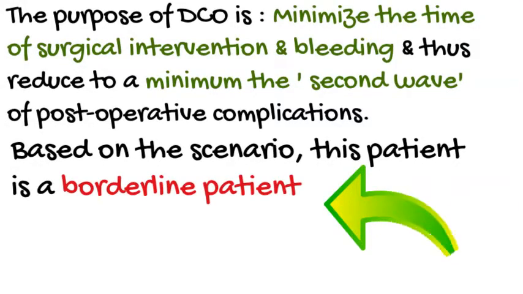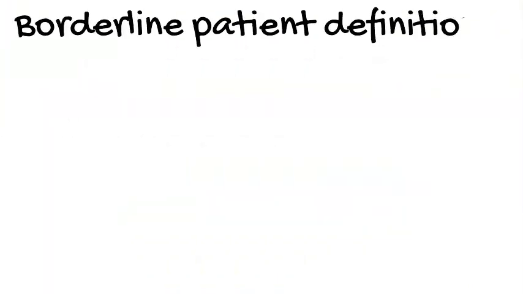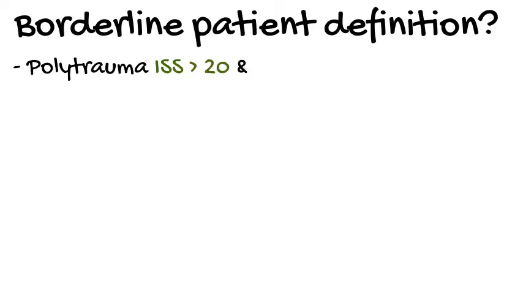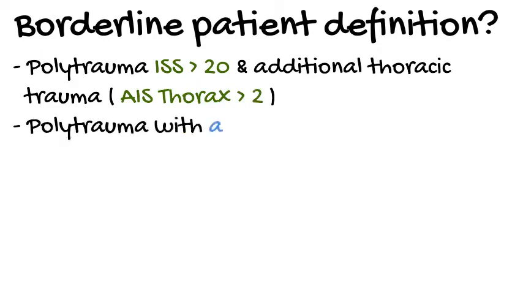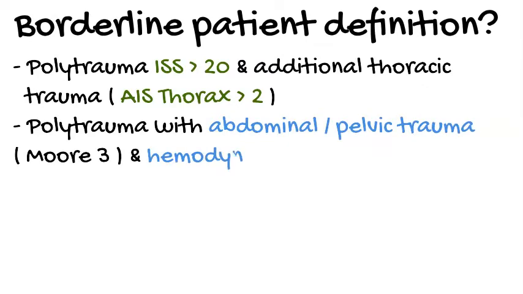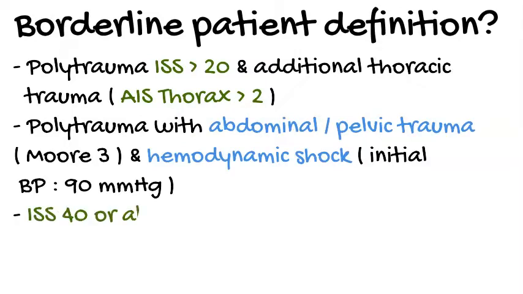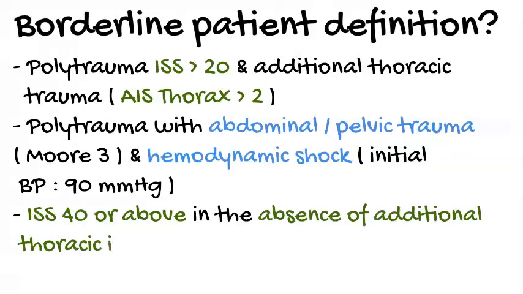The patient fits into the borderline category if he or she has: 1, polytrauma where the ISS, injury severity score, is more than 20 and additional thoracic trauma, AIS thorax, is more than 2. 2, polytrauma with abdominal or pelvic trauma, more than 3, and hemodynamically in shock, whereby the initial blood pressure is around 90 mmHg.